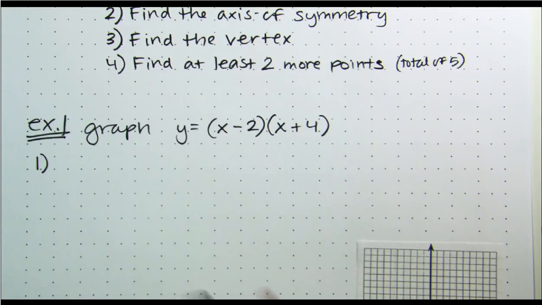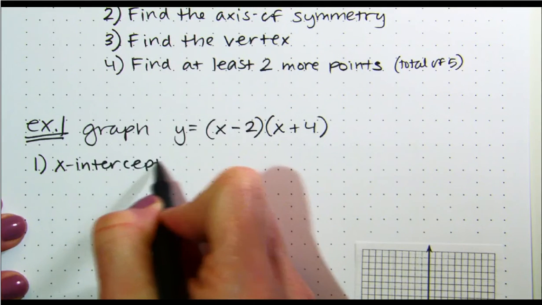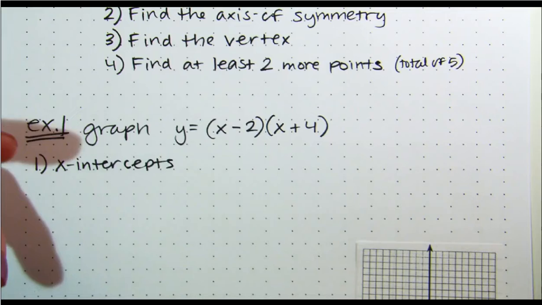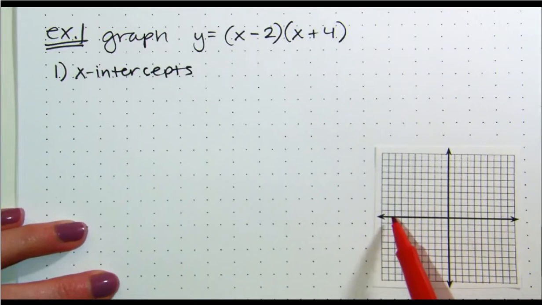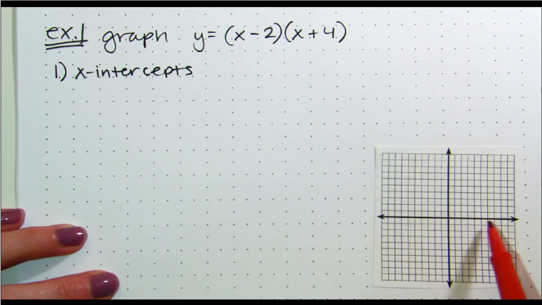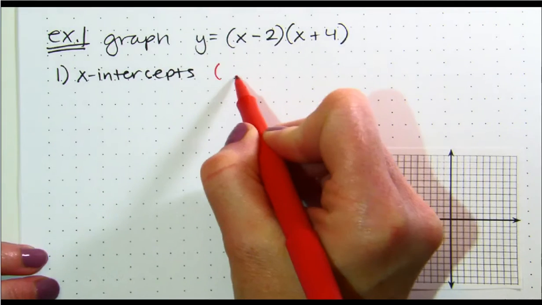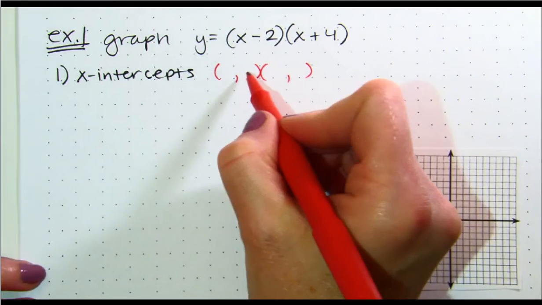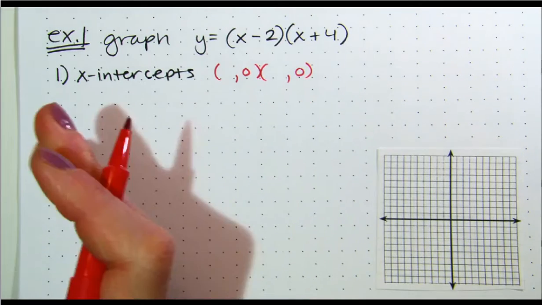So if we remember, an x-intercept is where the graph crosses the x-axis, right? So it's where we cross the x-axis here. So we know whenever we cross the x-axis, the y is 0, right? So we're going to get 2 ordered pairs, hopefully, where the y-coordinate is 0.